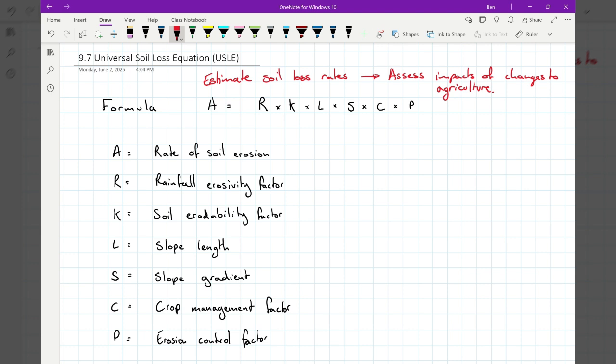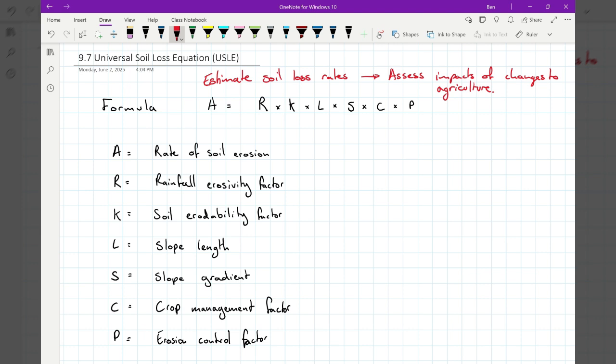So if we have a look at this formula, all the maths for it is quite simple. It's all multiplications. A equals R multiplied by K multiplied by L multiplied by S multiplied by C multiplied by P. Okay, so what do all these letters mean?